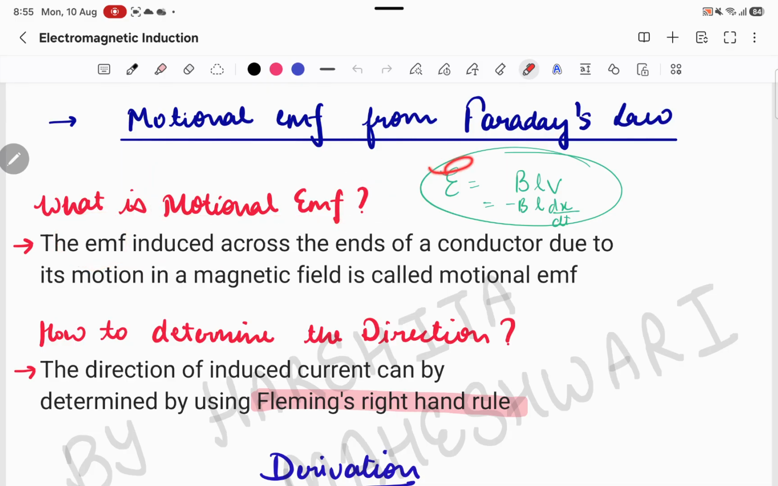And we have the EMF formula, E is equal to BLV, and we can write this velocity V as dx by dt. So that's why we are saying that BLV can also be written as minus BL dx by dt, and why this negative sign is coming we already understood in the previous lecture.